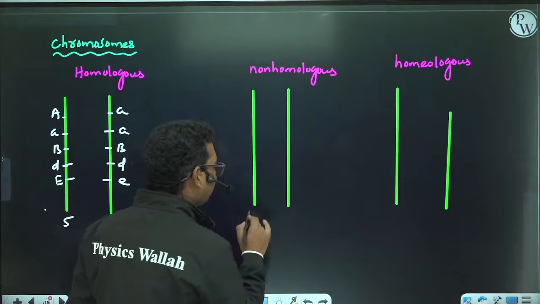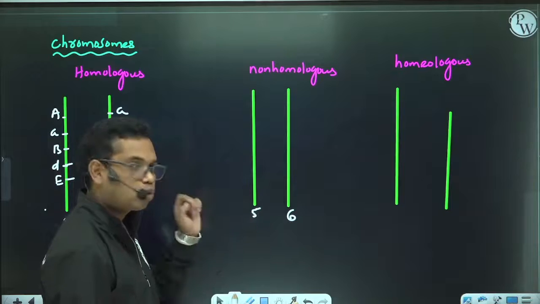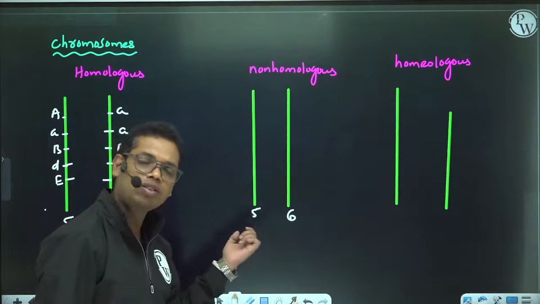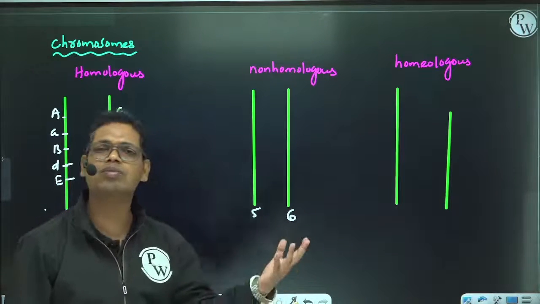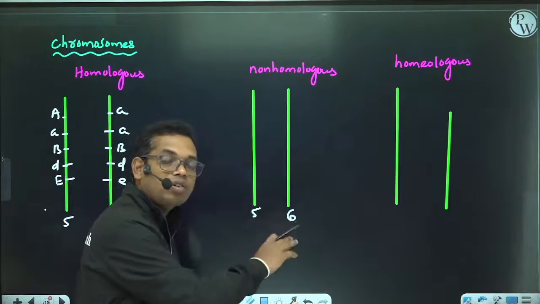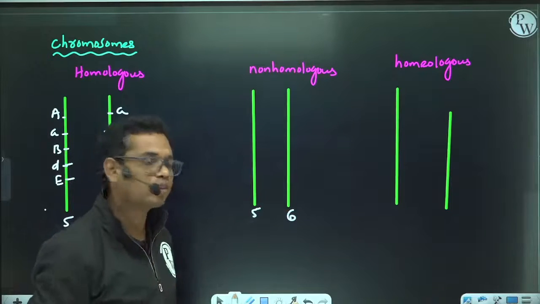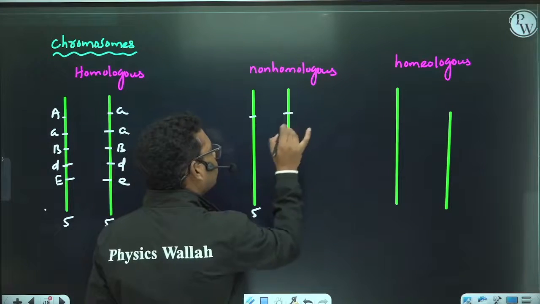Suppose, let me take an example of chromosome 5 and chromosome 6. Chromosome 5 with 5 is homologous, 6 with 6 is homologous, 1 with 1 is homologous, 7 with 7 is also homologous. But if I say 5 and 6, or 7 and 8, or 5 and 2, or 5 and 9, they are non-homologous. So suppose, let me take some genes here.